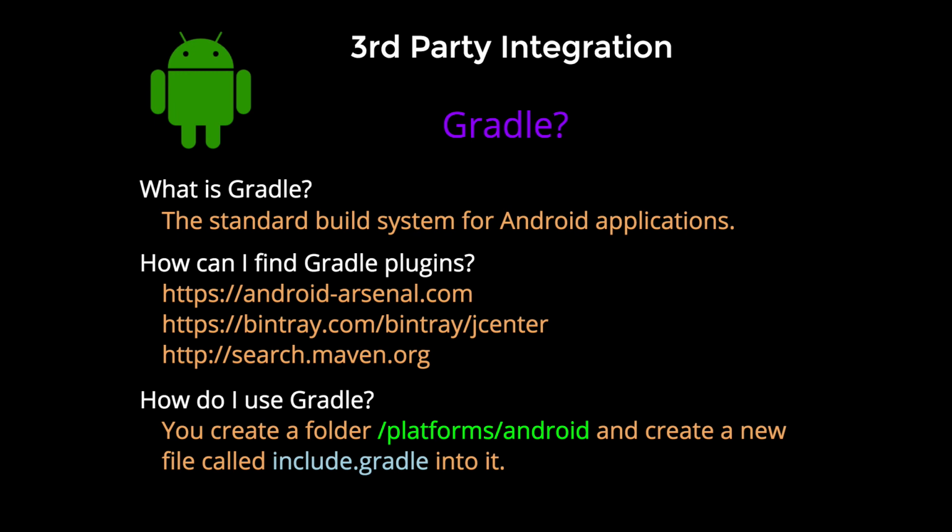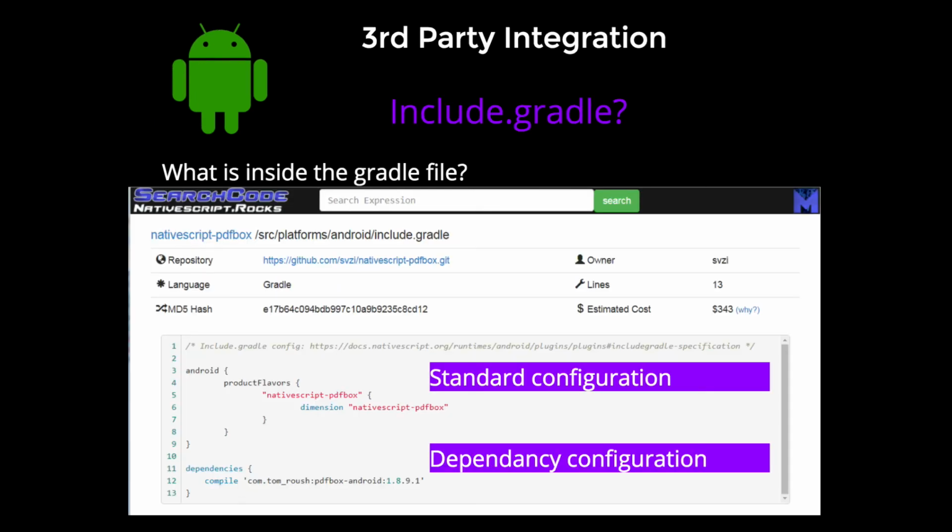The first step to use one of these as a plugin is you create a platforms/Android folder and you create a new file in it called include.gradle. Inside the include.gradle is just a set of commands that list out how Gradle is supposed to find your plugin and what it's supposed to do with it. Typically you have an android, then productFlavors, then the name of your plugin, and then dimension, the name of your plugin. This basically sets up this particular plugin to be named and configured under the name of the plugin you want to use it as.